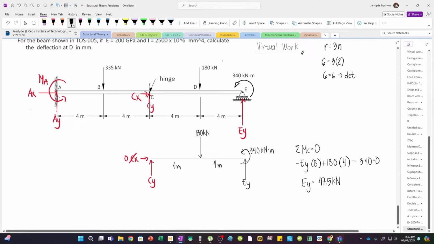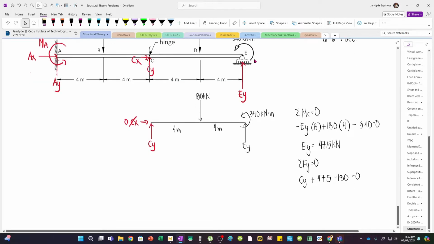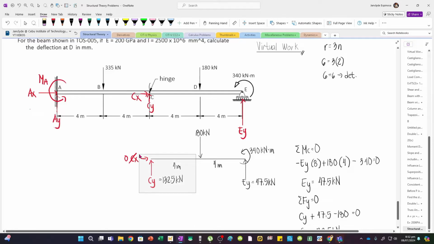And then that's kN. And then summing of forces vertical, I have CY plus EY, which is 47.5, and then minus 180 for this load equals 0. So solving CY, I have 132.5 kN. So CY is 132.5, and then EY is 47.5. And so, considering the left side, then this internal force must be opposite na. Since this is acting upward for the right segment, then it must act downward for the left segment.